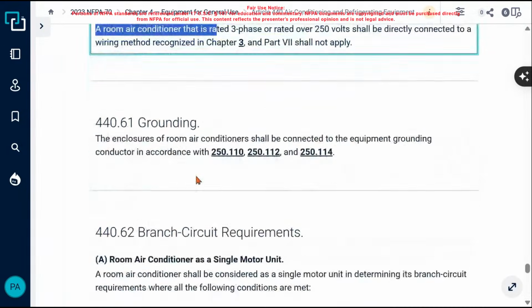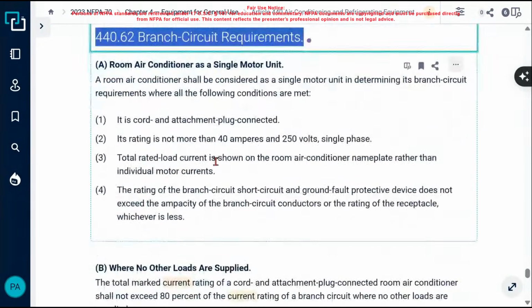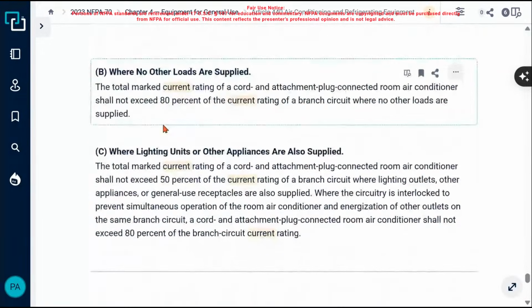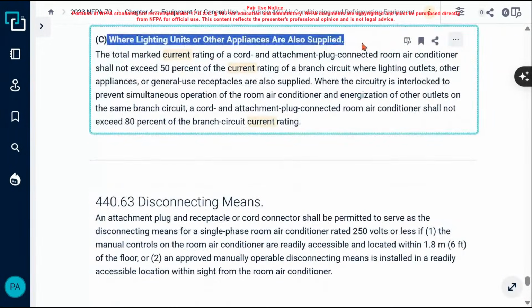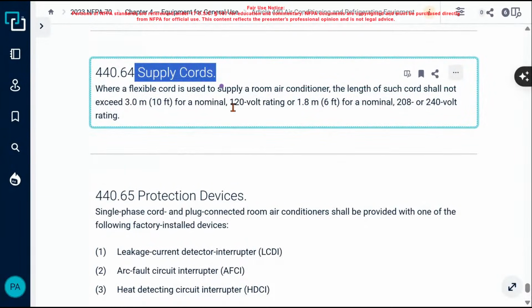Nothing in there is germane. We're not talking about grounding. The question's not about branch circuit, and there's nothing in there that has anything to do with that lengthwise. Okay, nothing here, nothing here. We're not talking about disconnecting means. Boom, supply cord. Immediately I see a 10 and a 6.